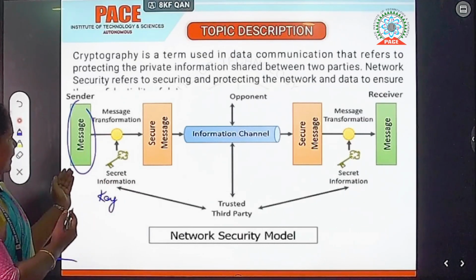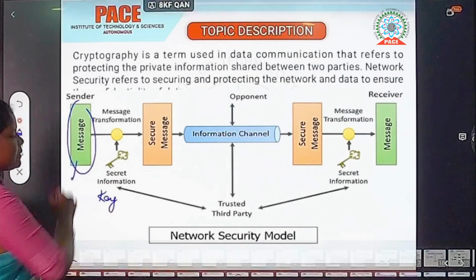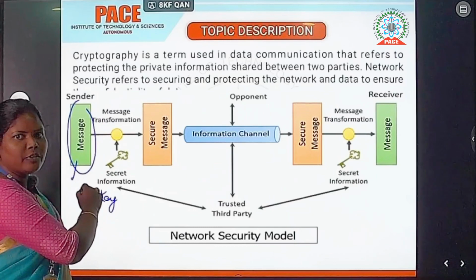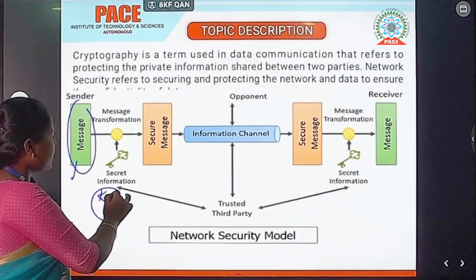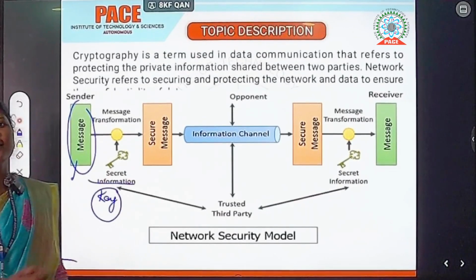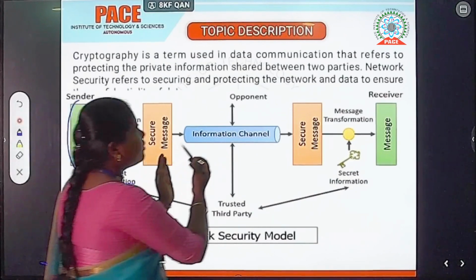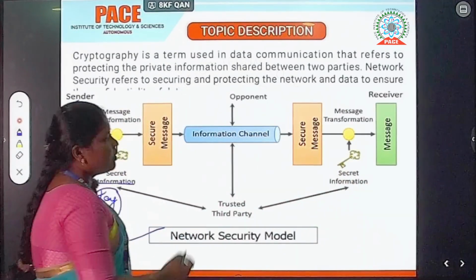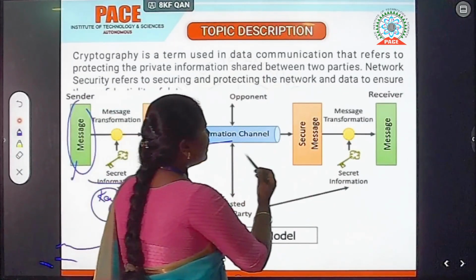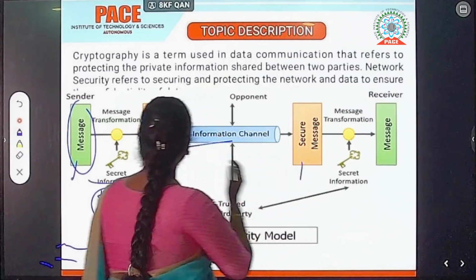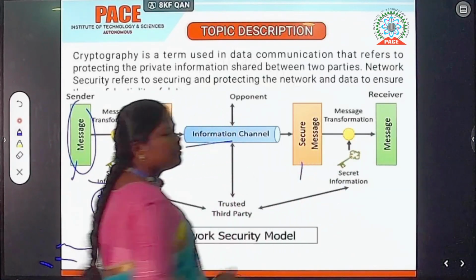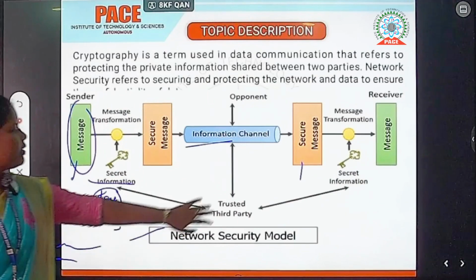For the actual message, or plain text, we add the key. Whenever we add the key to plain text, that is called secret information. That secret information is transferred to the receiver through the information channel. This secure information goes to the receiver. This is the network security model.